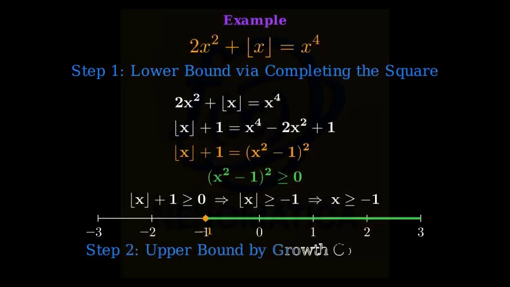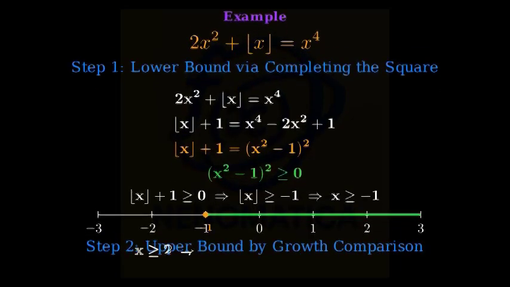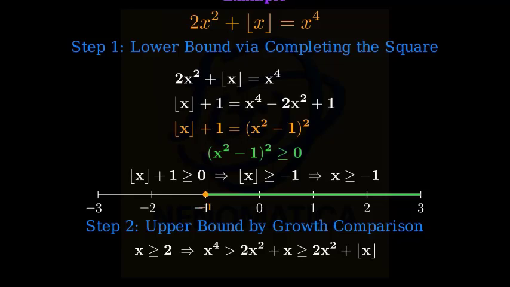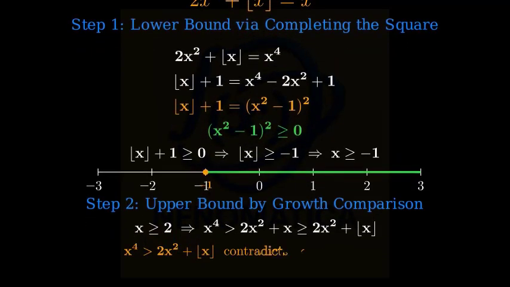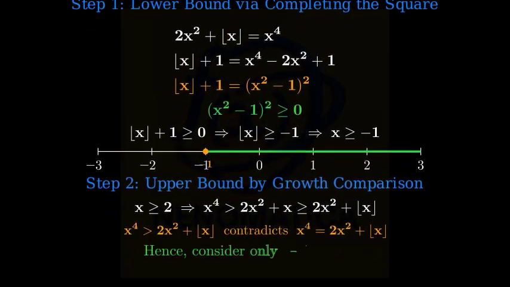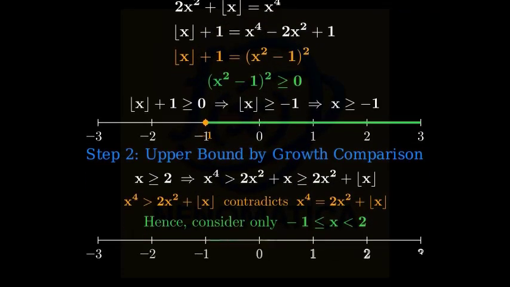Step 2. Establish an upper bound for x. For x at least 2, x to the fourth grows faster than 2x squared plus x, and floor of x is at most x. Therefore, for x at least 2, x to the fourth is strictly greater than 2x squared plus floor of x, which contradicts the equation. So, we only need to check the interval from negative 1 to 2.